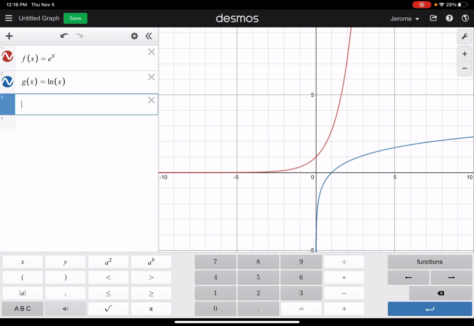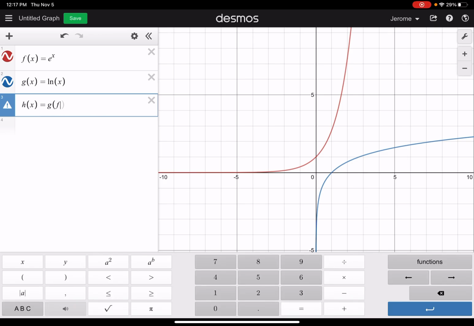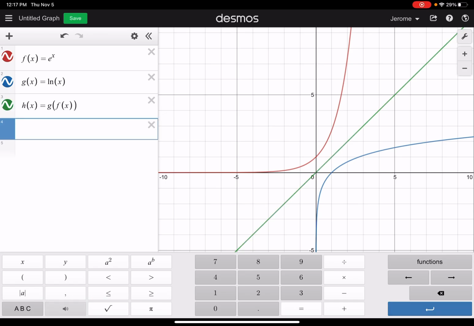Let's take that natural log function and stick it into the e to the x function. Right, we're going to do a composition. I'm going to call that one h of x, I guess. h of x equals, let's put the g of x inside of the f of x. g composed with f of x. Yeah, that's what I want to do. No, not times it. Of it. All right, so this is exactly what we expected, right?